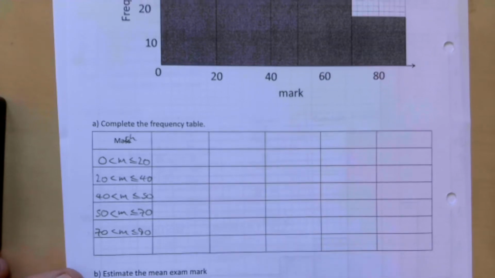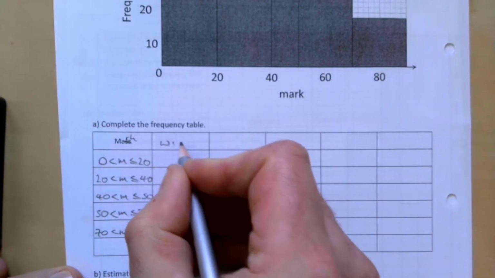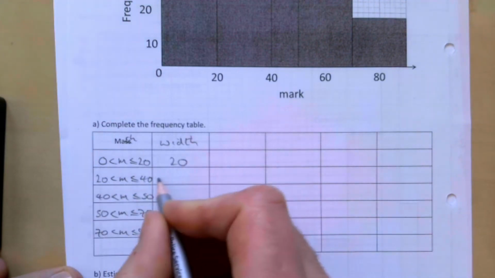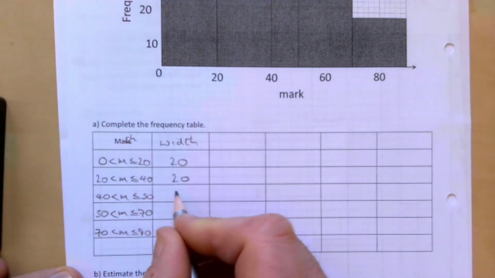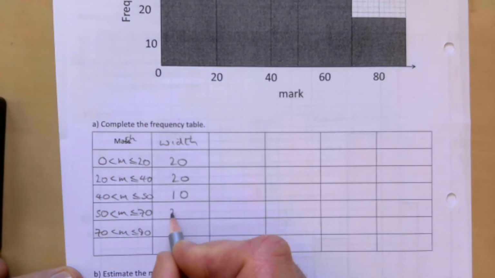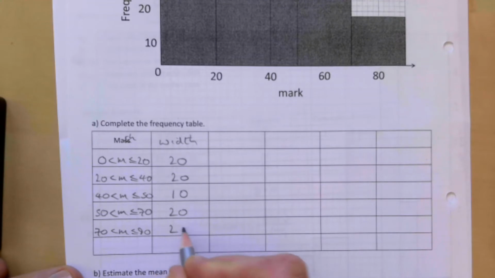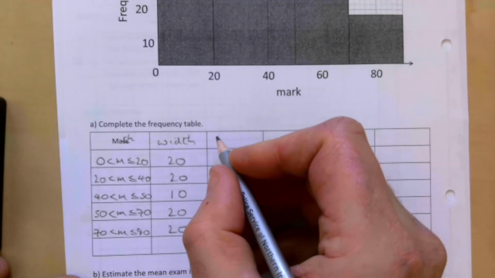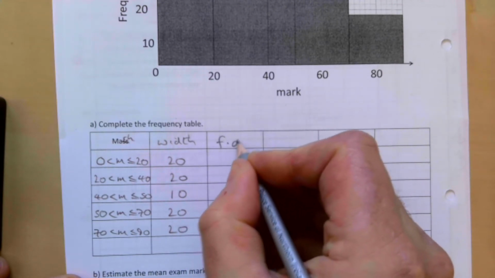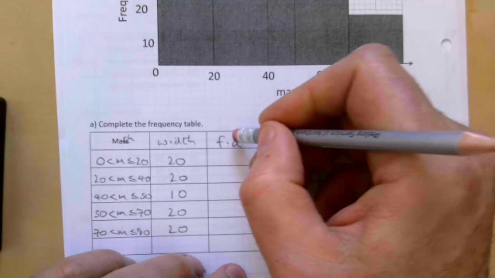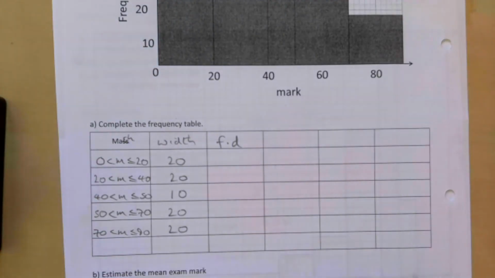Next thing we need then is our class width. So the size of each group, so that one's 20, that one's 20, that one is 10, that one's 20, and that one is 20. Next thing, I guess we could do our frequency density. I'm not sure if we're going to need another column here actually, but that's okay.